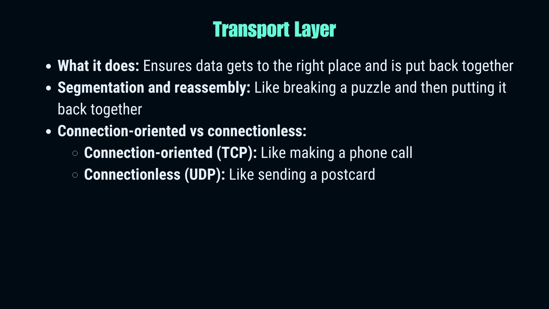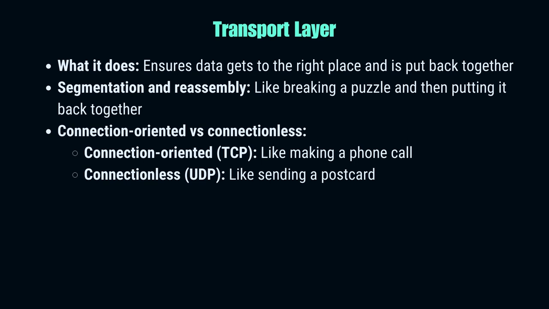We've learned how the network layer routes our data. Now let's see how the transport layer ensures this data arrives correctly and in order. The transport layer is the fourth layer of the OSI model. Its main job is to provide reliable data transfer services to the upper layers. Think of it as a shipping company that handles the logistics of your data delivery.